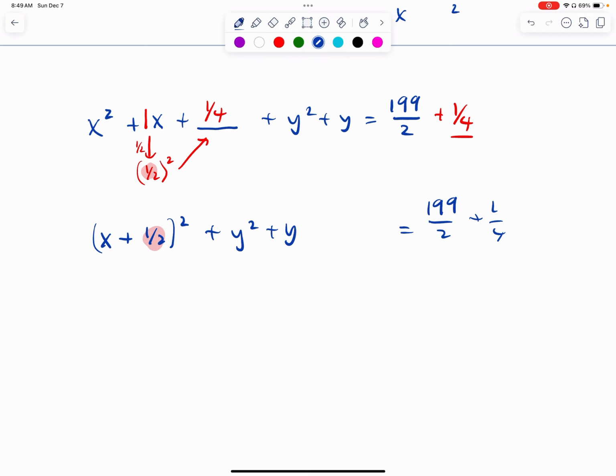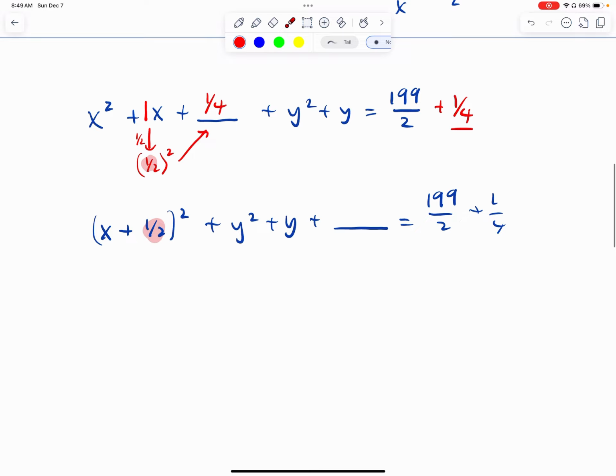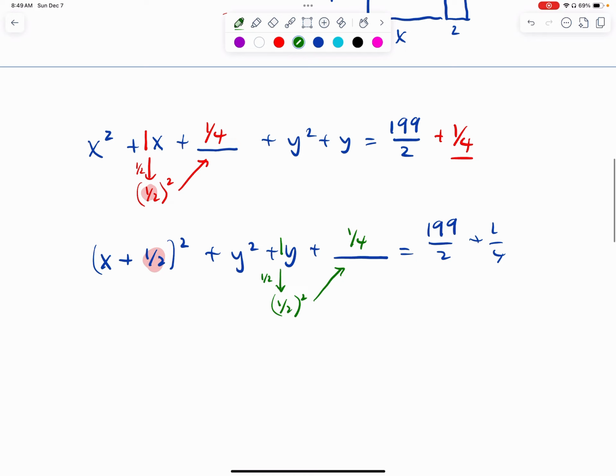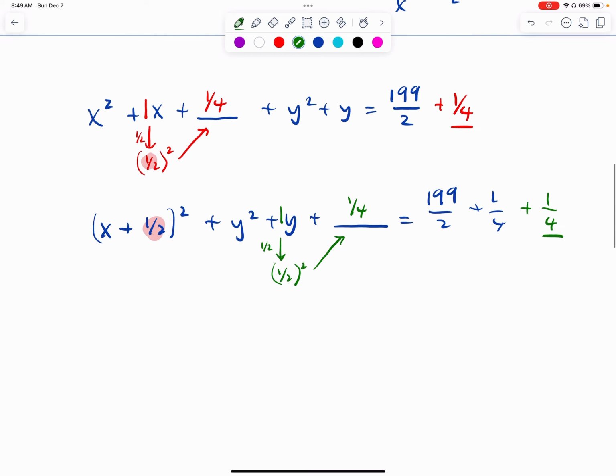And here you can see that they were real nice to us. It's exactly the same pattern as the x's. In other words, it's an understood 1 here. I take half of it. I get 1/2. I square it. I get 1/4. I added 1/4 to the left, which makes it unbalanced. So we have to add a 1/4 to the right-hand side of the equation.